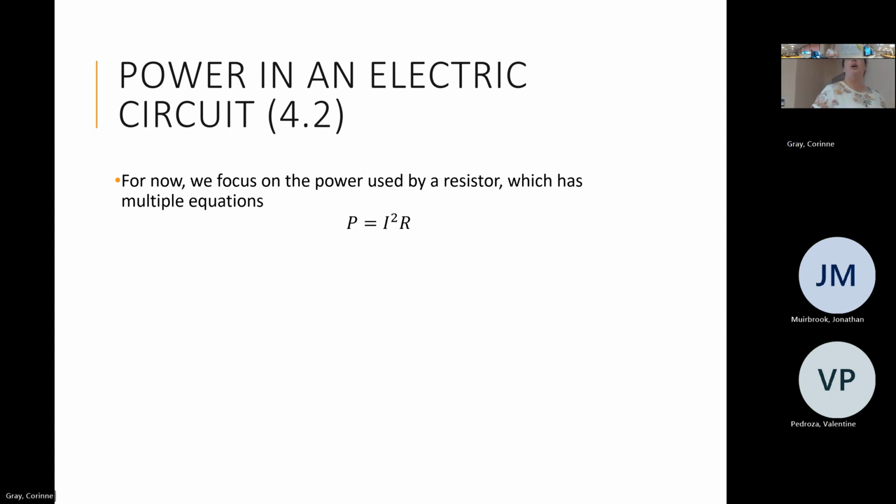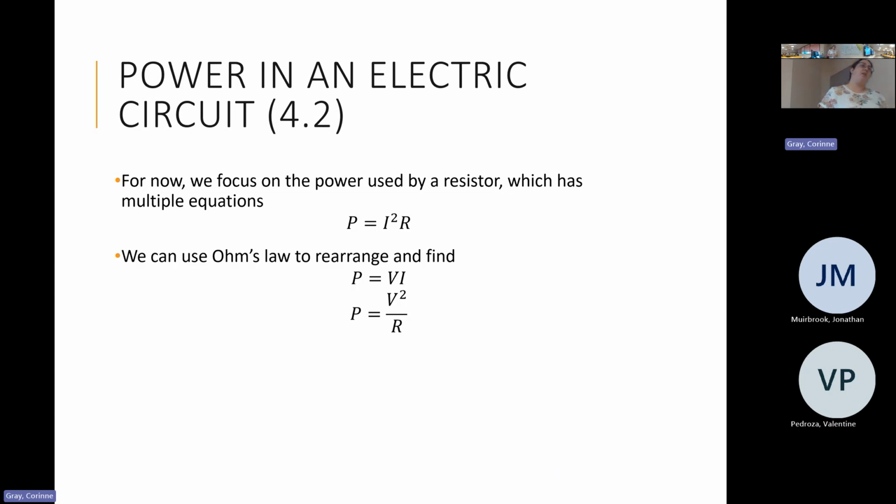Maybe though, I don't know what the current is. Or maybe I don't know what the resistance is. What can I use in conjunction with this equation here to get power written in two other ways? Talked about it not too long ago. If I want to get rid of resistance, what can I use to do that? Ohm's law. I can use it in two different ways, and I can get these two other equations as well.